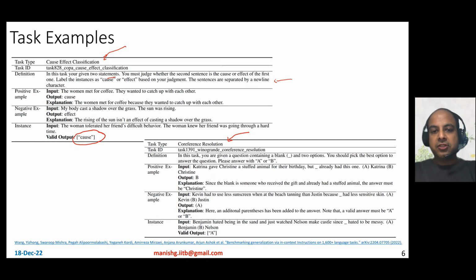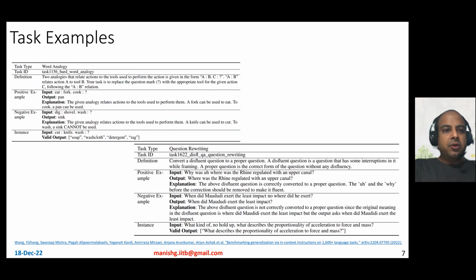Another task is co-reference resolution, where you are given a question containing a blank and 2 options. So you should pick the best option to answer the question. So it's sort of a co-reference resolution task provided as a fill in the blank in some ways, and you're supposed to choose from one of the 2 options, A or B. Right. Here are some more task examples.